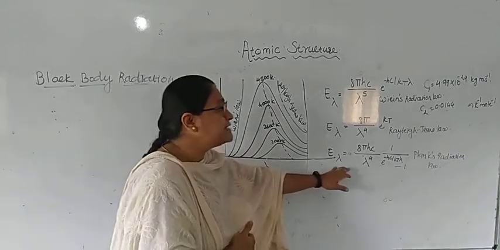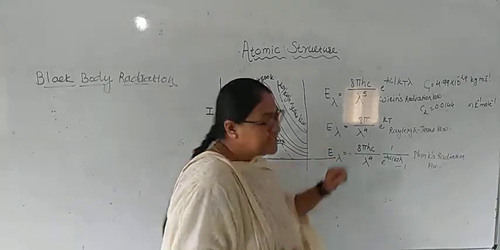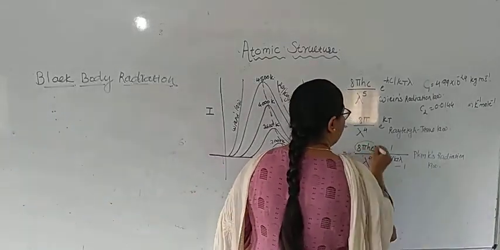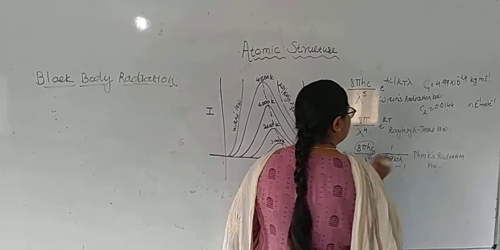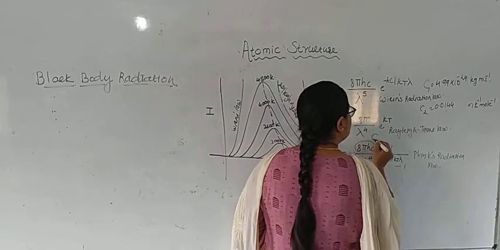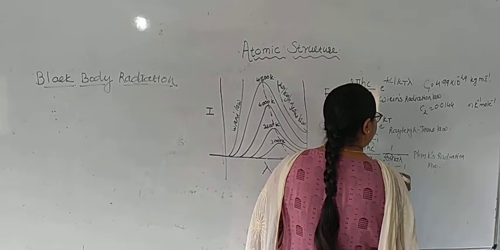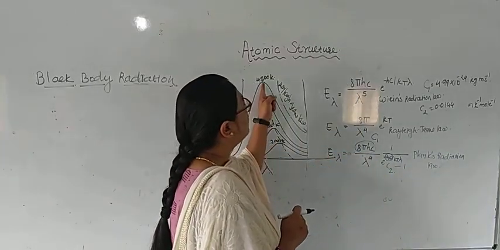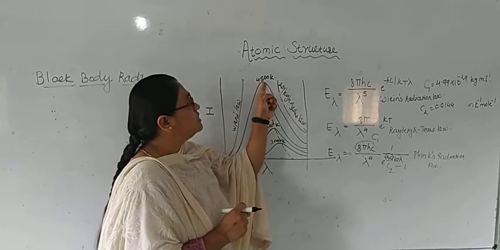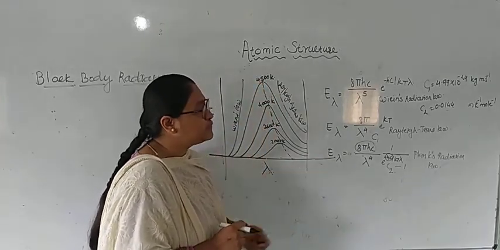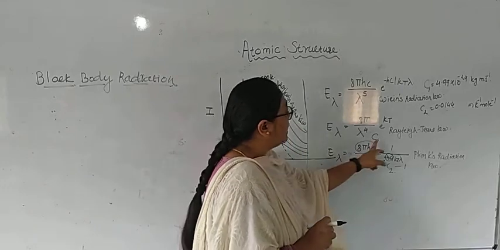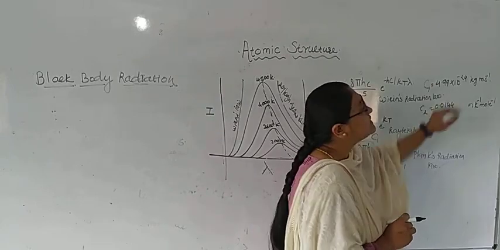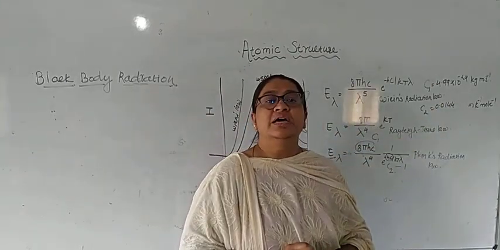In this Planck's radiation law, 8πhc is considered as one constant, and hc/k is also a constant. This is termed the constant c1 and this is c2. If the highest energy obtained for lambda max is substituted, then from the graph the values of C1 and C2 which are obtained are in good agreement with the calculated values.